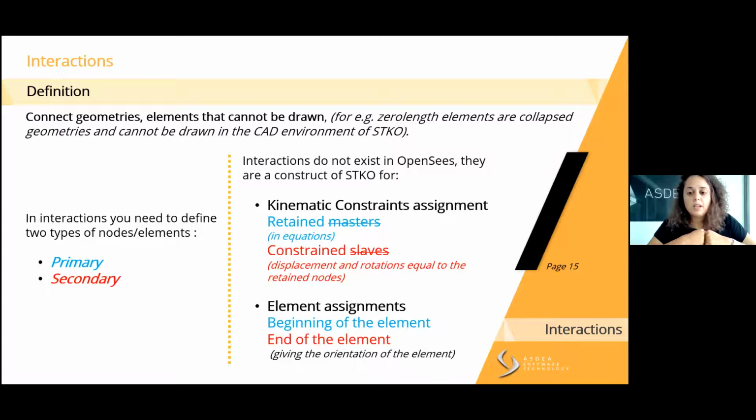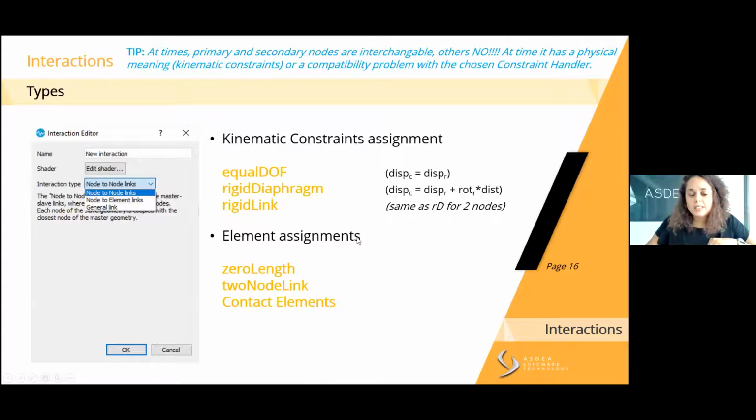There are still the old notations in our software, unfortunately. We still have the terminal telling you about master and slaves, where we're trying to change the way we call these nodes. Instead, when we are doing element assignment, for example, zero length is an element in OpenSees that we assign to interactions. The primary nodes define the beginning of the elements, and the secondary nodes define the end of the element, giving you the orientation of it. There are different kinds of interactions.